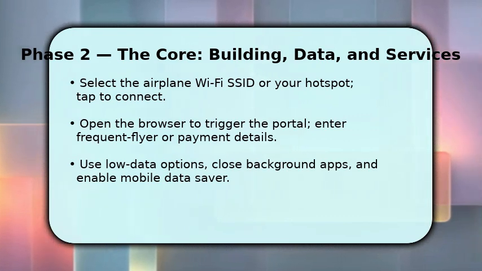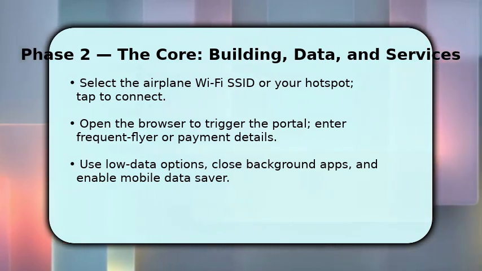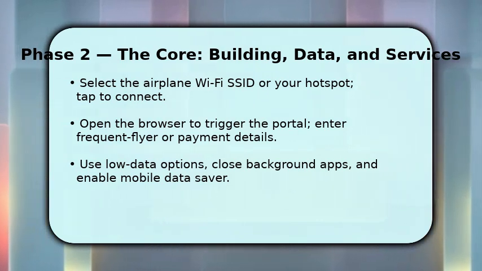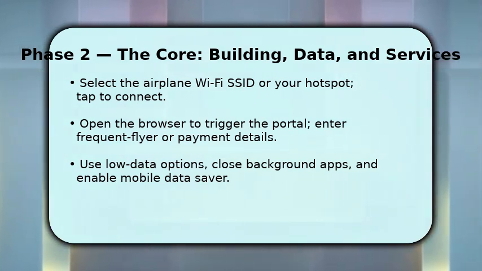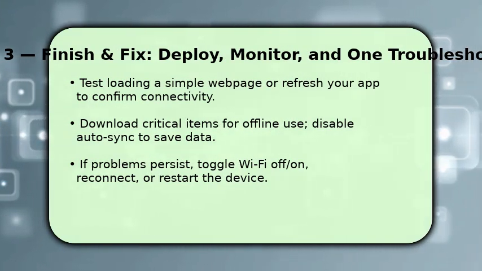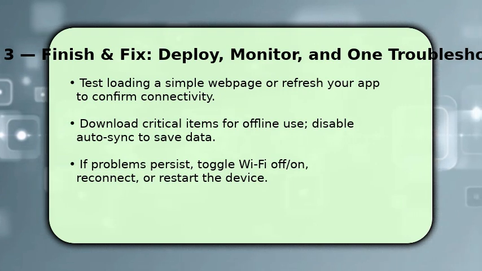If you need secure traffic, enable a VPN before passing sensitive info and monitor downloads so you don't hog bandwidth for others. To finish, verify the connection by loading a lightweight web page or refreshing your app. Once content arrives, you're online.